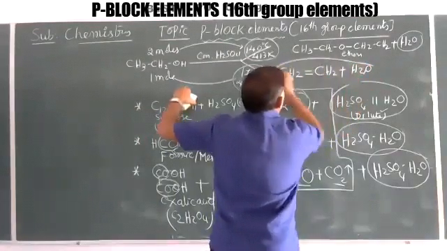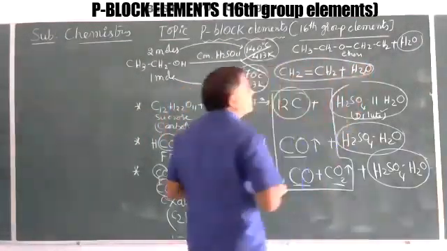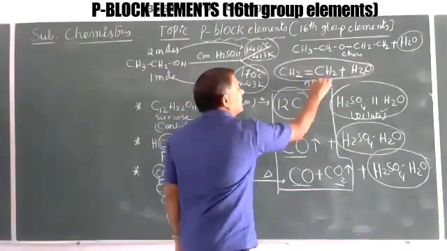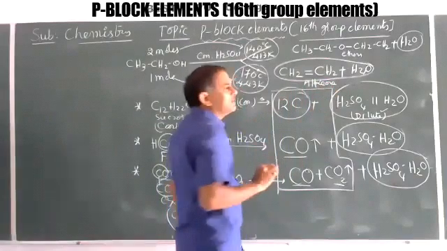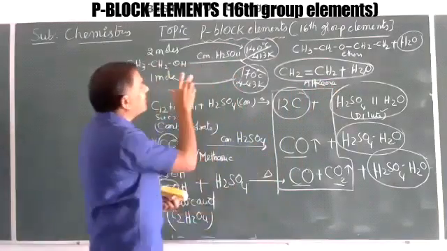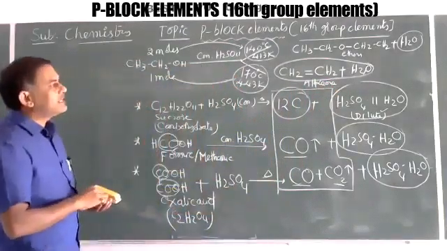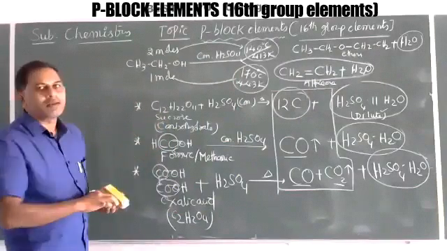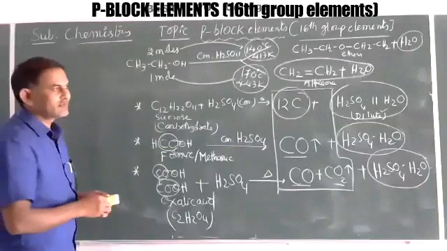This is a very, very important mechanism, dehydration of primary alcohols to alkenes. This is the alkene, that is ethene. Clear? These are some important dehydrating or charring or burning actions on some organic and inorganic compounds.